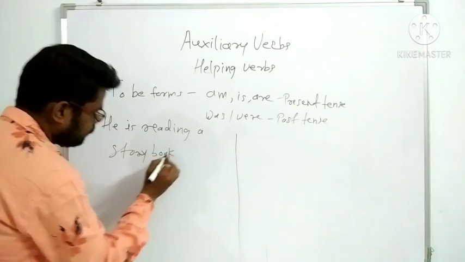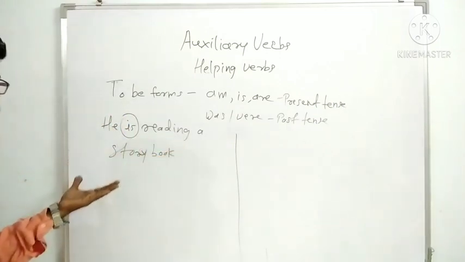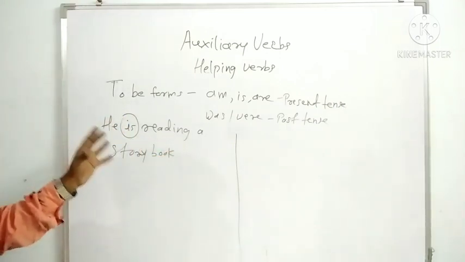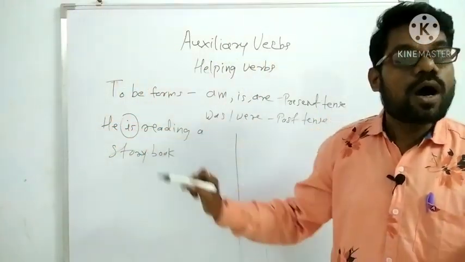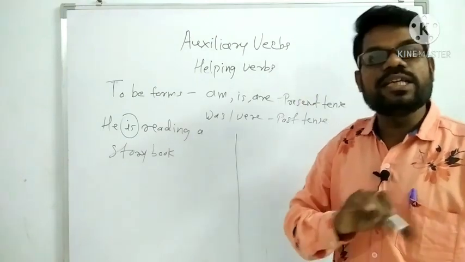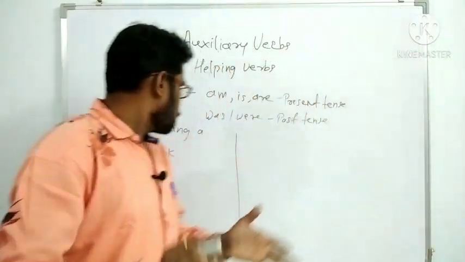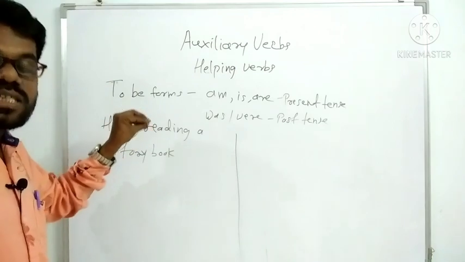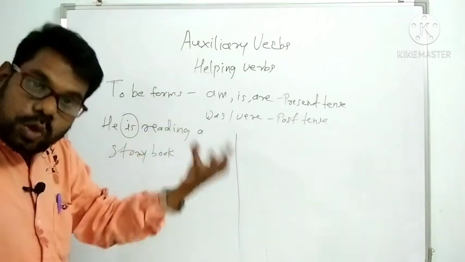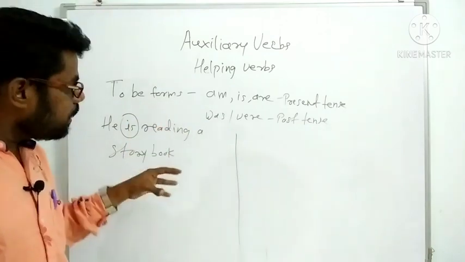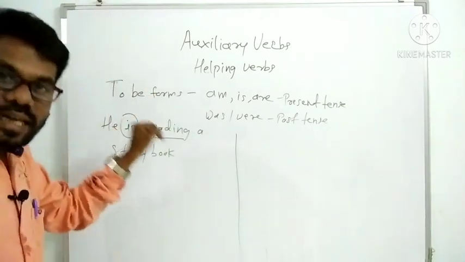See, he, the subject, is as a helping verb. He is reading a storybook. When we use that helping verb, we come to notice the action. Okay, see student here, if is is not there, how can you recognize which tense it is? He reading a storybook. No meaning at all. So when we put here is, it indicates it's a present continuous tense, an action is going on. When we use was, it shows it's a past continuous tense, which means that helping verbs help the main verb to give the meaning of that sentence.